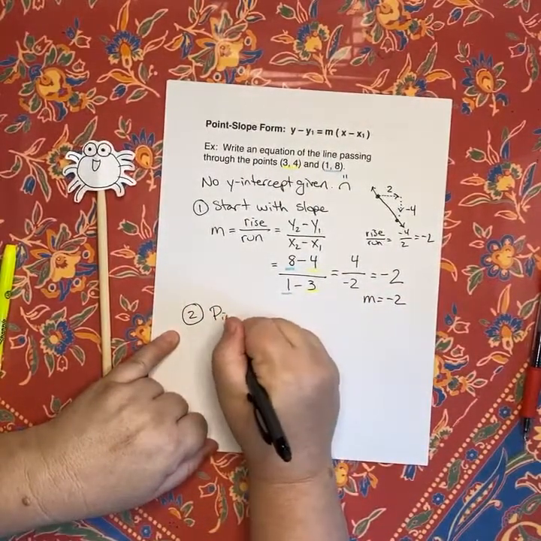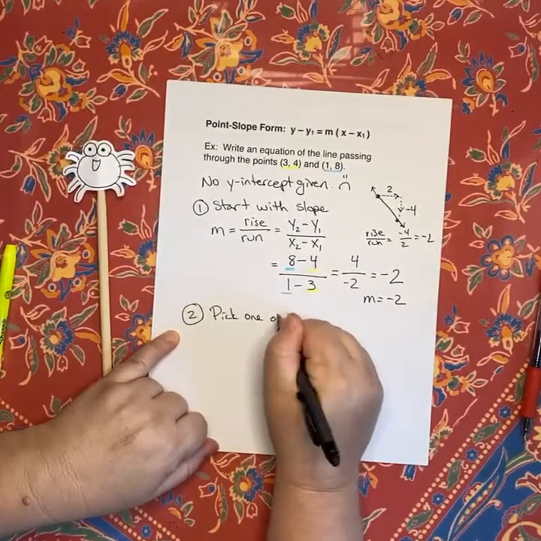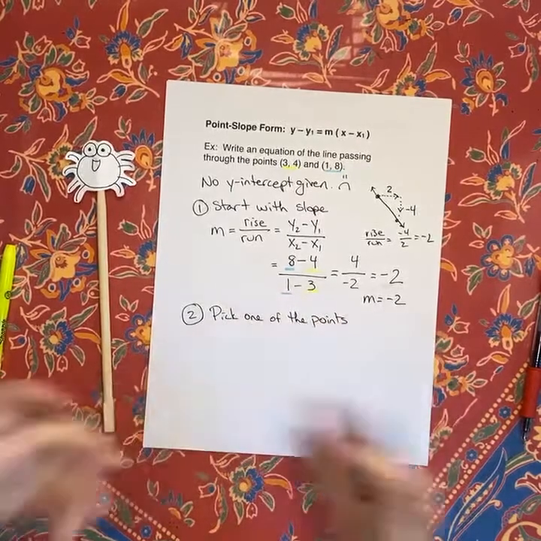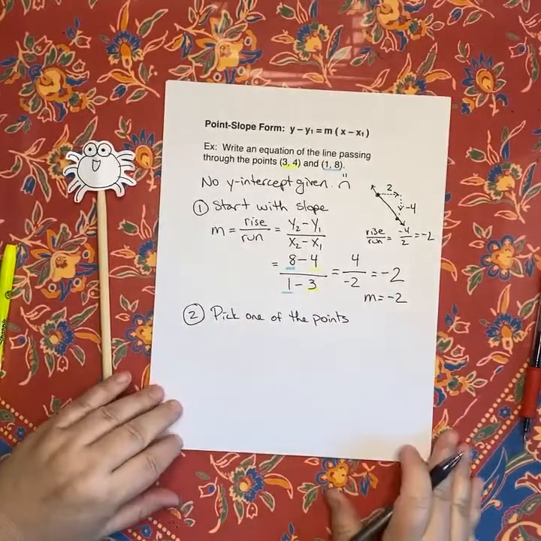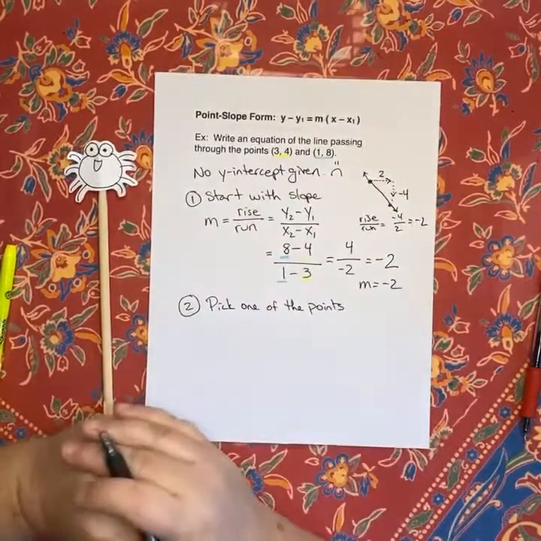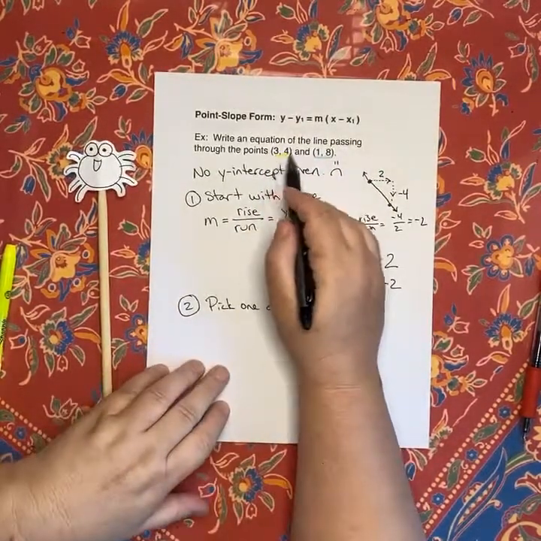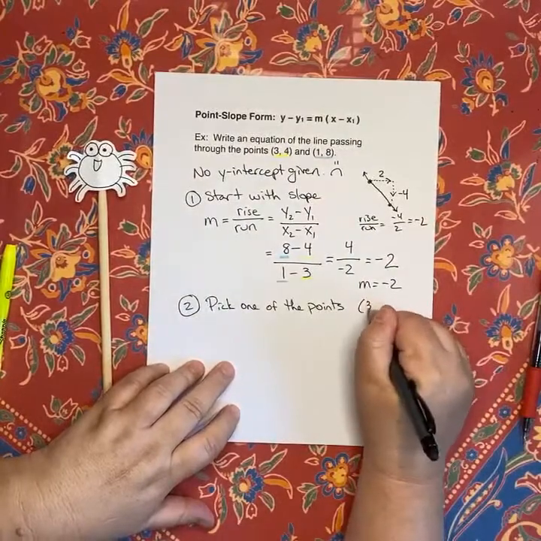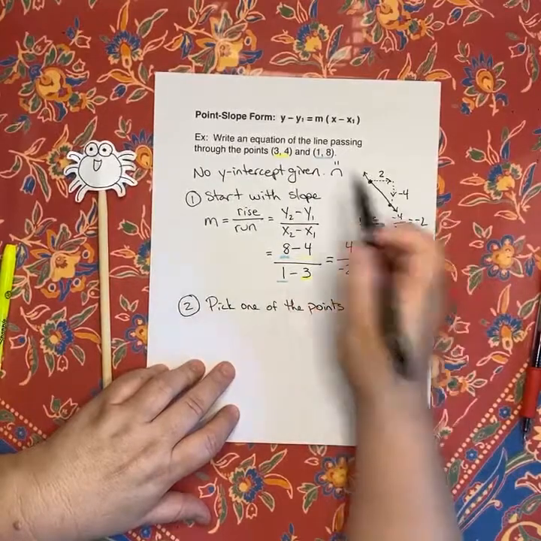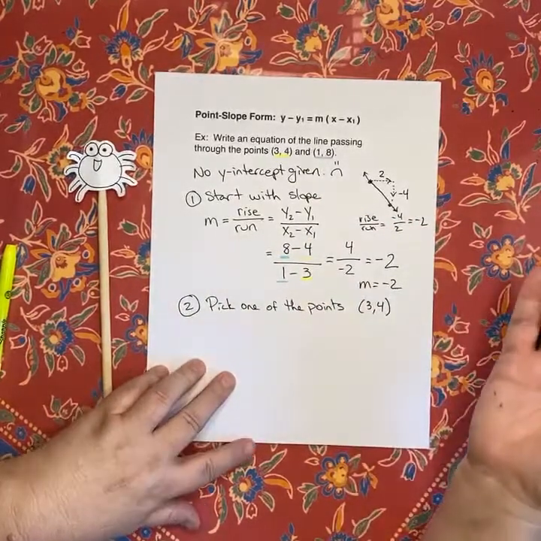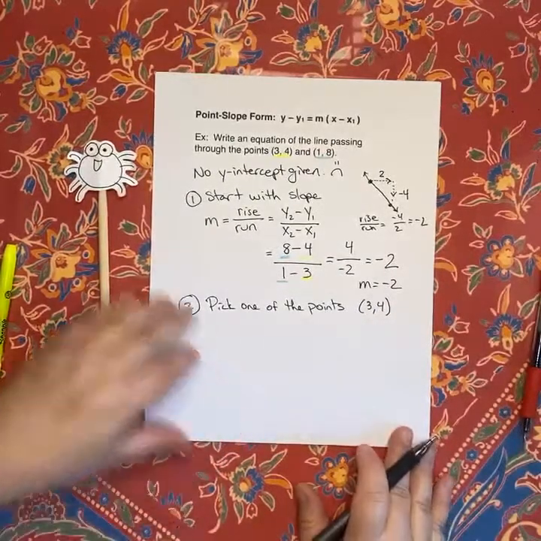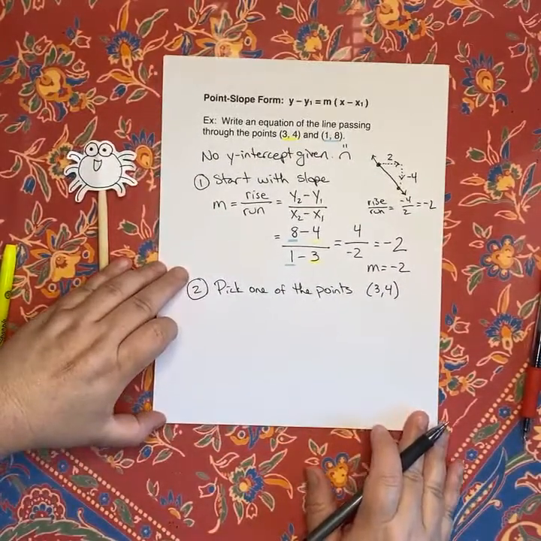Next, pick one of the points. If you're given more than 1 point, you get to pick one. It does not matter which one you pick. You will get the same result from each of them. You just look at whichever one is more friendly. And I'm going to go with the yellow one because it's first. I'm picking 3, 4. I recommend that when you're watching the video, pause it now, try picking 1, 8 and see if you get the same result I do. That's what we would do in class. We would do 2 different problems and see if we all end up in the same spot.